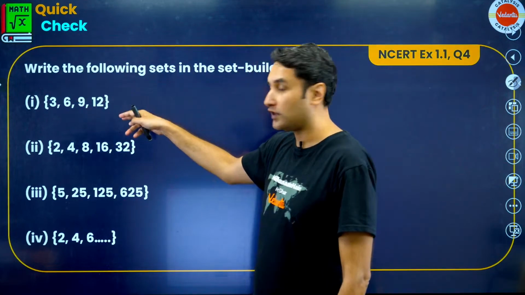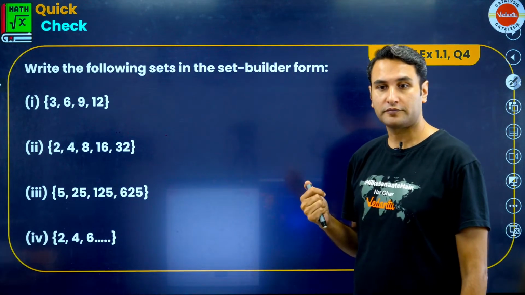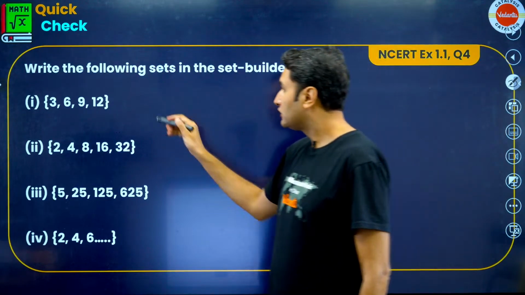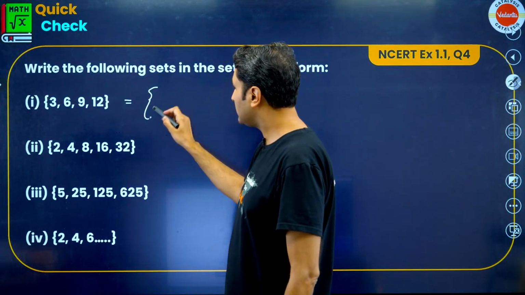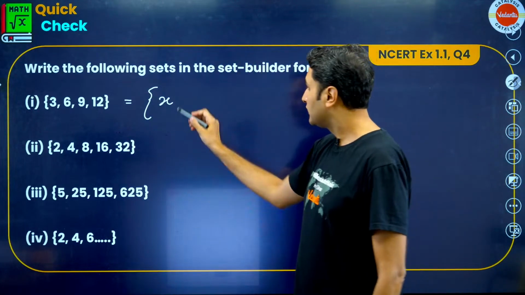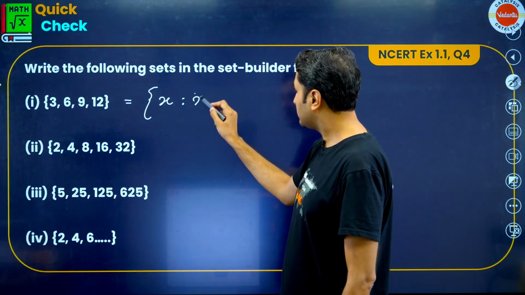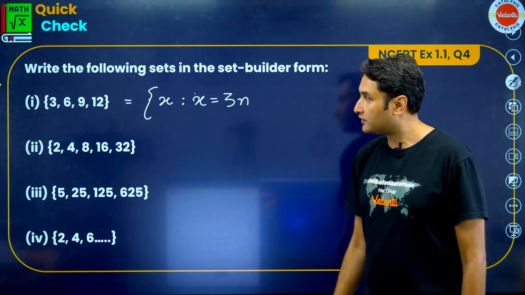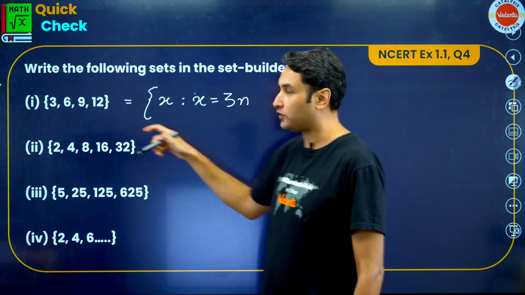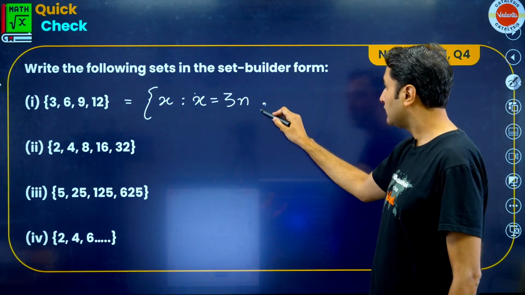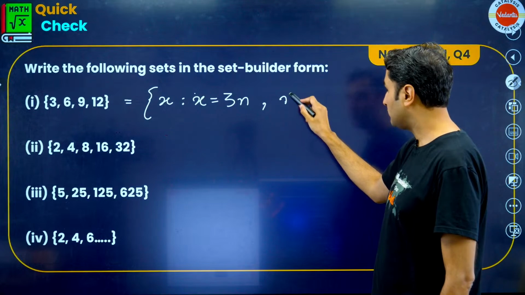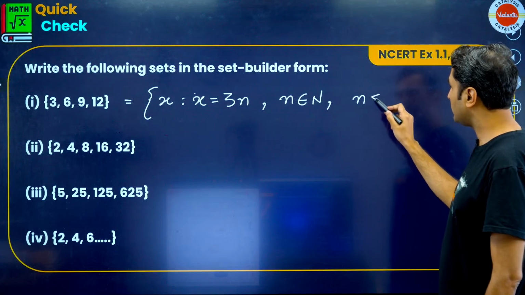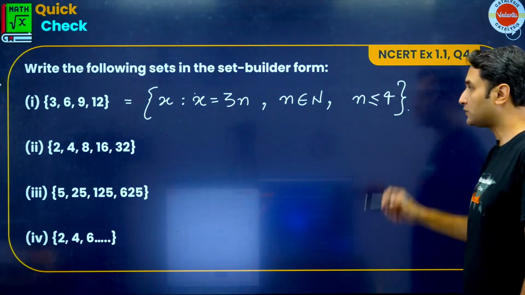3, 6, 9, 12. What do you see? It's a multiple of 3, right? So what do we write? So can I write this as, it is a set of all the x such that x is a multiple of 3, right? 3 ones are 3, 3 twos, 3 into 3, 3 into 4. So x is actually 3 times n, where n is a natural number, and when n is less than or equal to 4. Does that make sense, bachcho? Does that make sense?